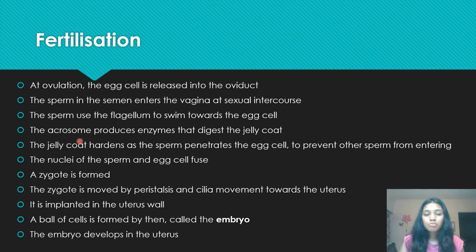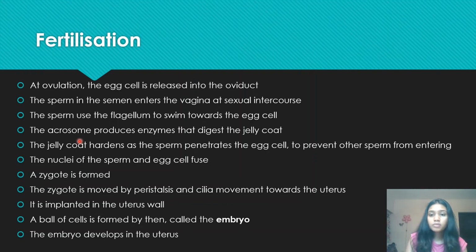Then what happens? The jelly coat hardens after the sperm penetrates the egg cell. So the penetration is basically entering, breaking through the membrane. So the sperm breaks through this egg cell membrane, enters the egg cell, and the jelly coat around the egg cell hardens. Okay, so it prevents other sperms from entering as well. Then the nucleus of the sperm and the nucleus of the egg cell fuse.